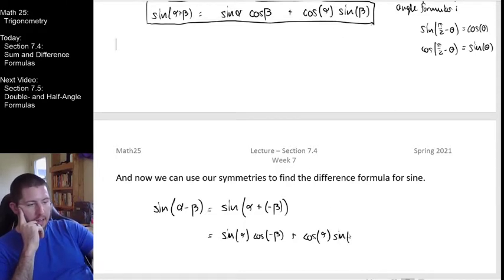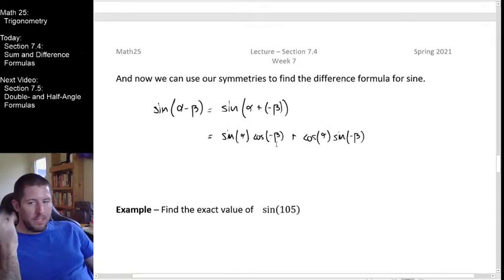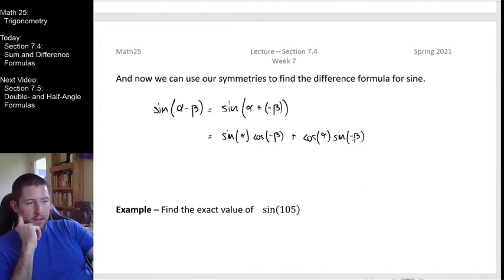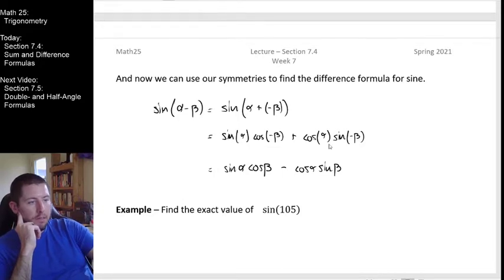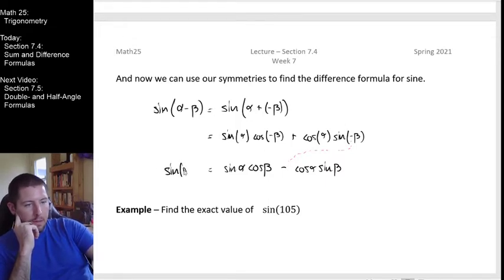And we know that sine of negative beta does matter. So just like before, one of these negatives dissipates effectively. The other one, that sine of negative beta, is going to become negative sine of positive beta. So this will again become a difference between these two. Again, I'll draw my little follower line right here. And that is our sine of alpha minus beta.